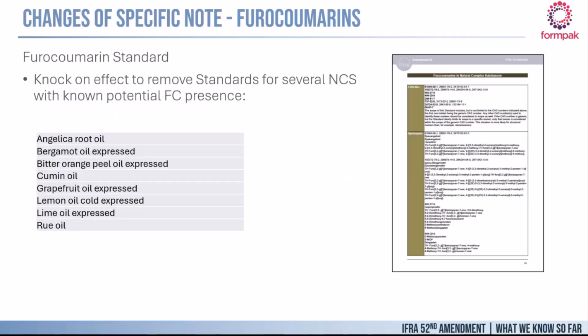So one of the knock-on effects of this as well is to remove the standards for several NCS with known potential FC presence. So what happens with the 52nd is that the standards for those materials, so angelica root, bergamot, bitter orange, cumin, grapefruit, lemon, lime, and rue, all of those are removed because the furocoumarin levels are available where present in the annex of other sources, and also the levels can be determined through your supply chain or through your own analysis.